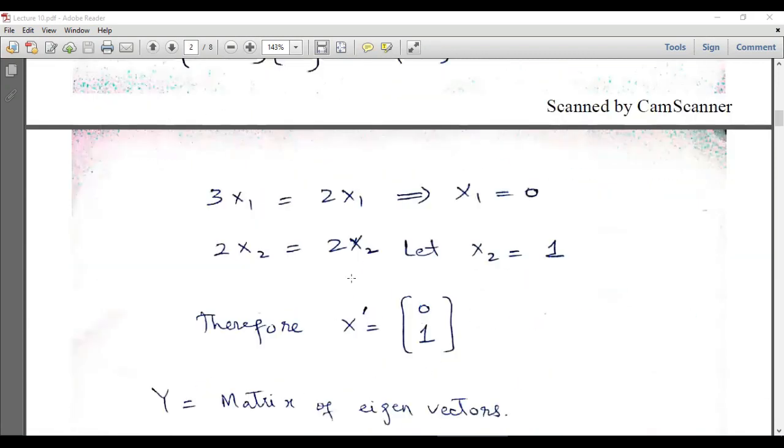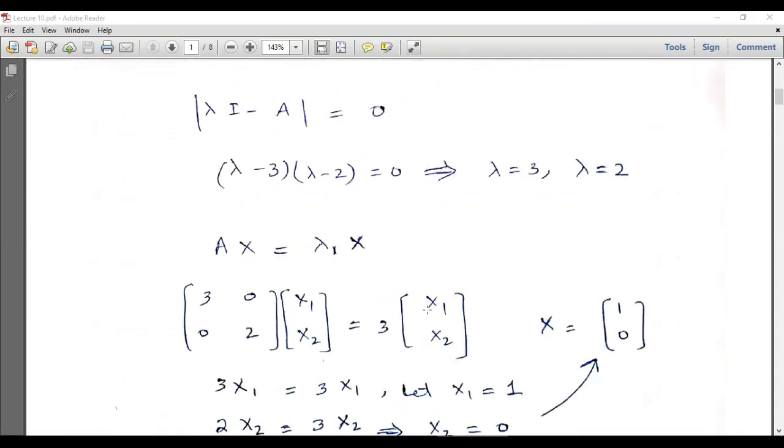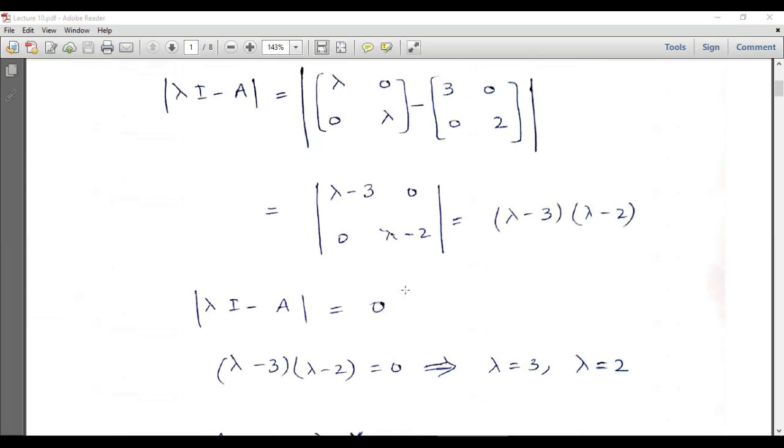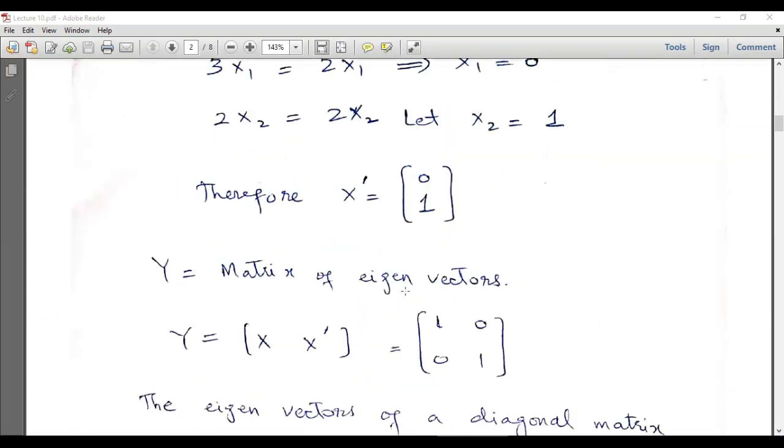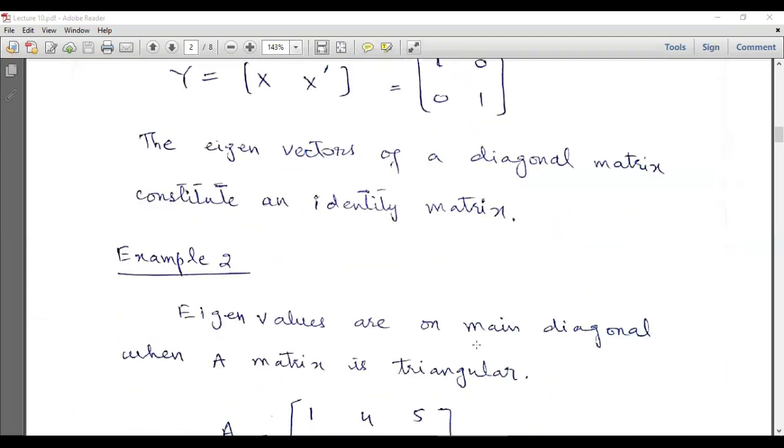So the matrix of eigenvectors is expressed as y. So y equal to x, x dash, and that will be equal to 1, 0, 0, 1. So we can observe that if we have a diagonal matrix, the eigenvalues are the diagonal entries of that matrix, and the matrix of eigenvectors is an identity matrix. So this is the first property of eigenvalues and eigenvectors for a diagonal matrix. The eigenvectors of a diagonal matrix constitute an identity matrix.